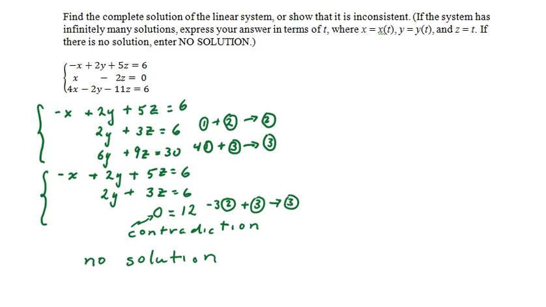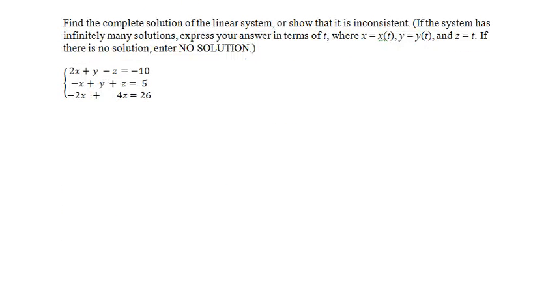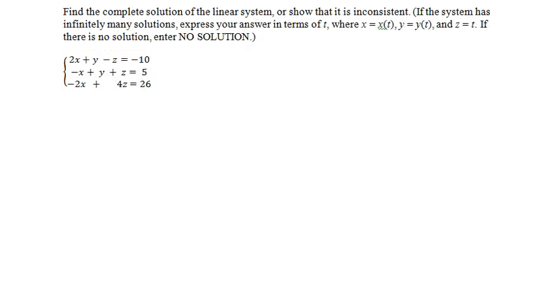So let's go to the next example. Here we have the same instructions. We're also told if the system has infinitely many solutions that we should use a general solution where z has been replaced by the parameter t.